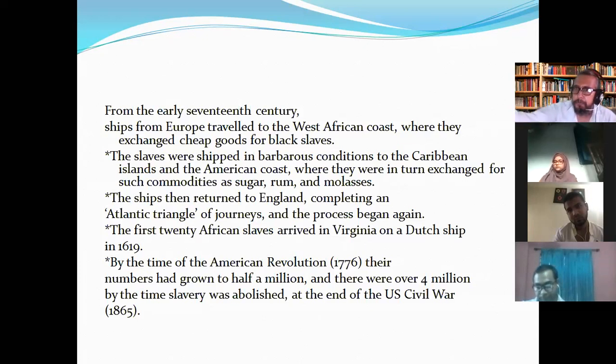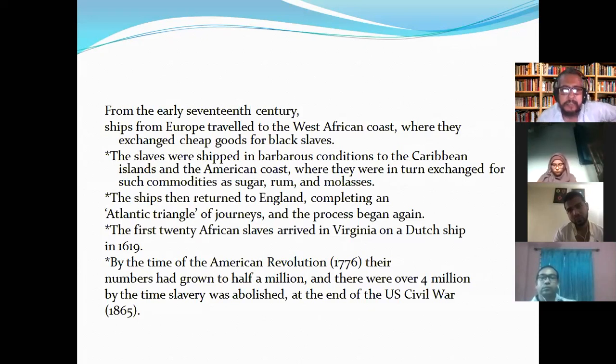So from Europe, black slave would go in the hand of the African coast, and the people of the African coast would hand over the black slaves to the Caribbean islands. The ship then returned to England, completing an Atlantic triangle of journey, and the process began again.